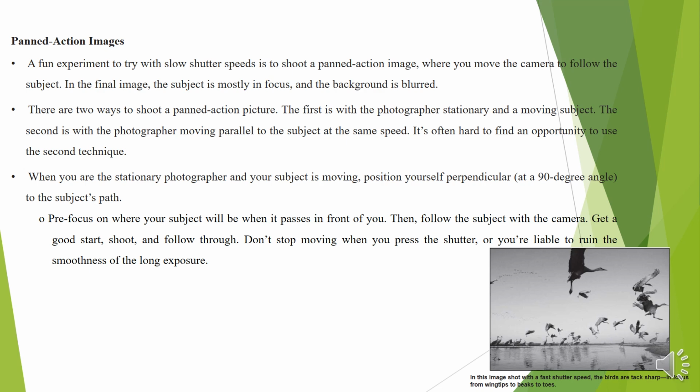A fun experiment to try with slow shutter speeds is to shoot panned action images, where you move the camera to follow the subject. In the final image, the subject is mostly in focus and the background is blurred. There are two ways to shoot a panned action picture. You can look at the picture given below.